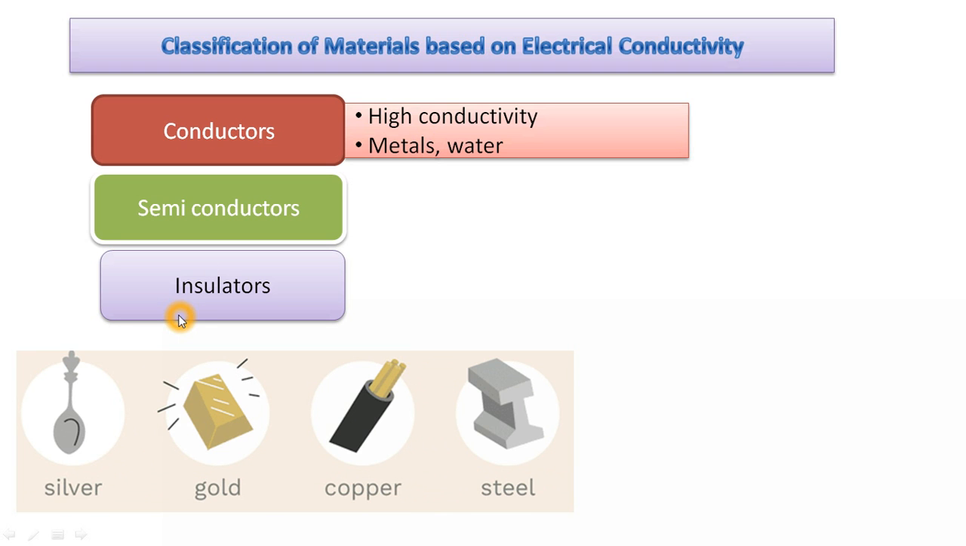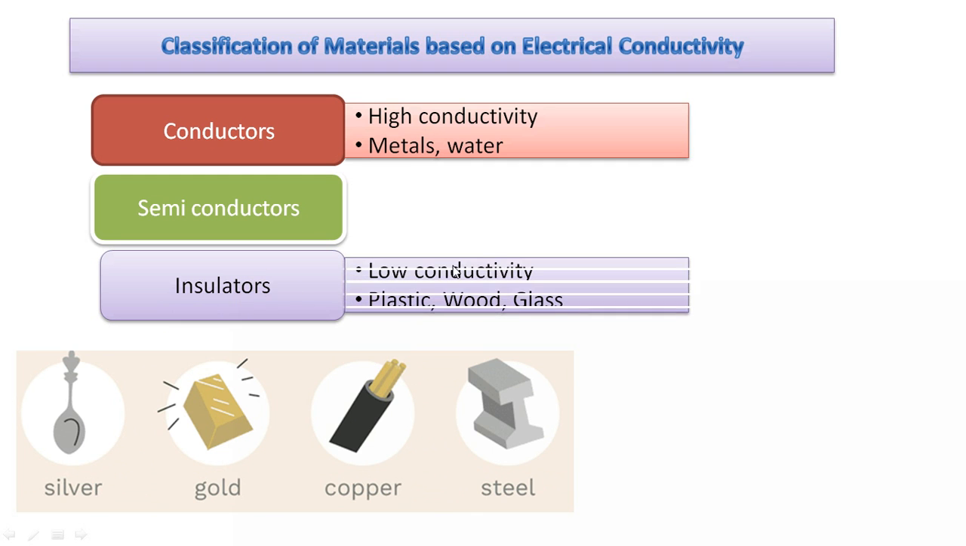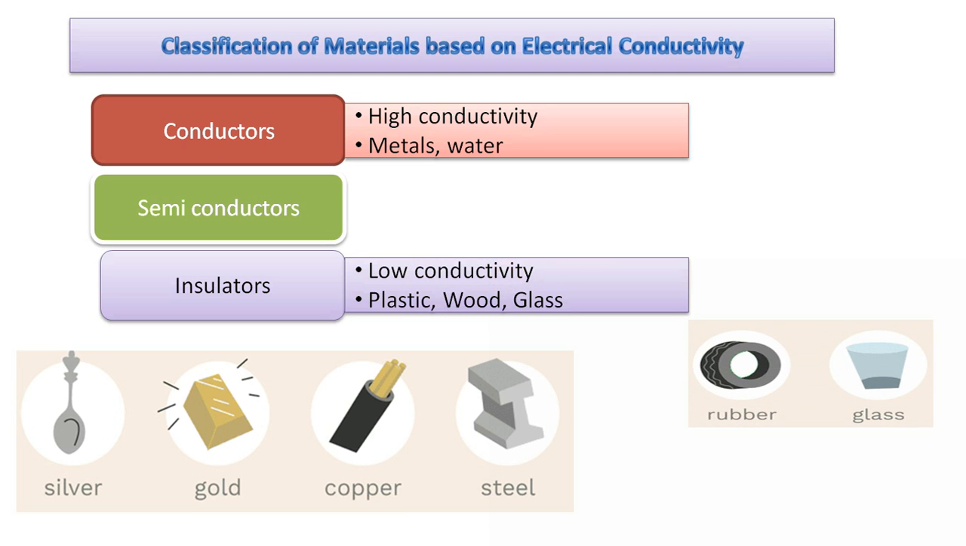At the extreme other end of conductors are the insulators, which have very low conductivity. In many cases, they do not allow electricity at all to pass through them. That is why they are also known as poor conductors. Some examples of poor conductors are plastic, wood, glass. They are all poor conductors of electricity. They do not allow electric current to pass through them.